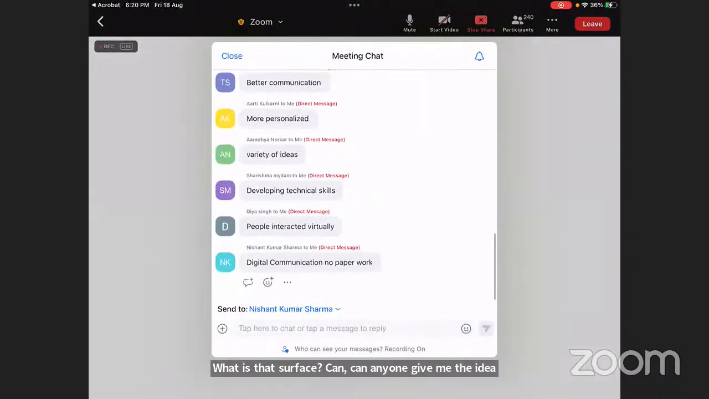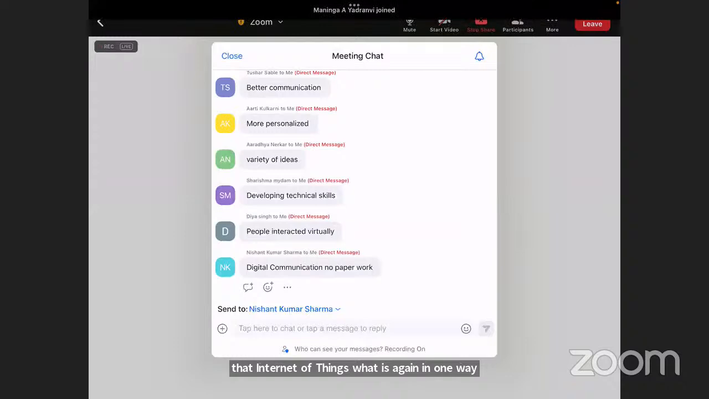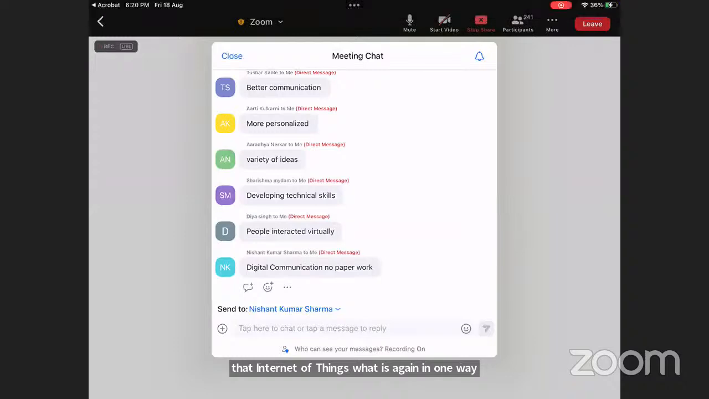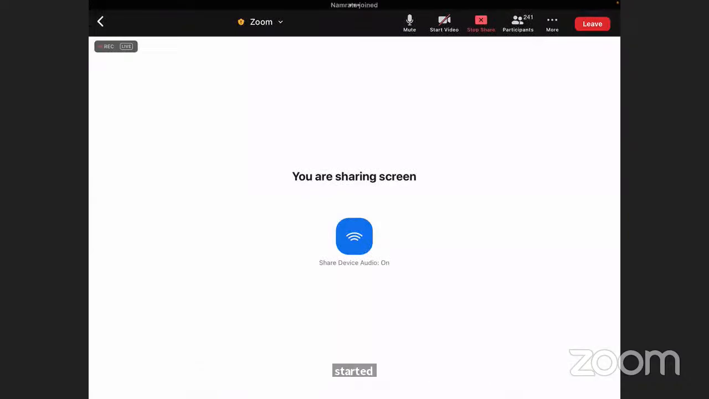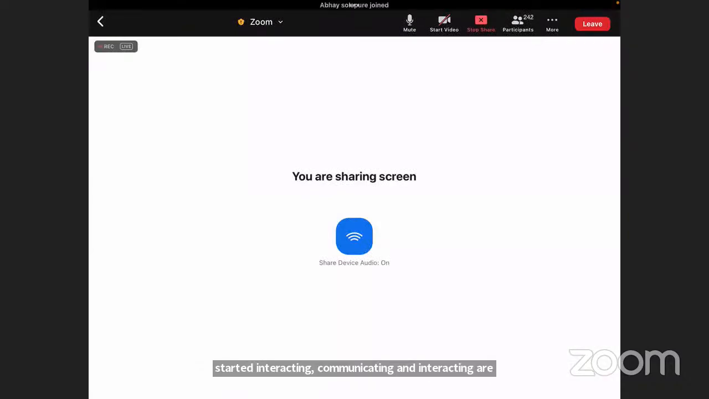Again, in one way, digital communication, no paperwork. Digital communication, no paperwork was the first stage only. The communication and information, Nishan, and people interacted virtually. Yeah, they started interacting. Communicating and interacting are similar words, but they started knowing each other digitally. That was the major change. So, anything on the things part? What is the things different from the information, communication, and people? The third part of internet.